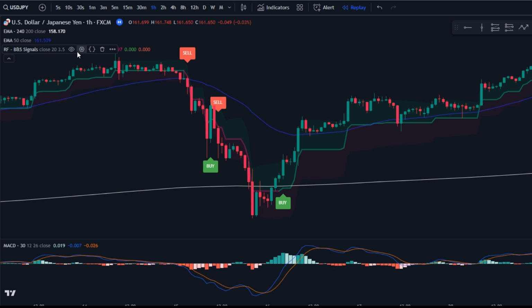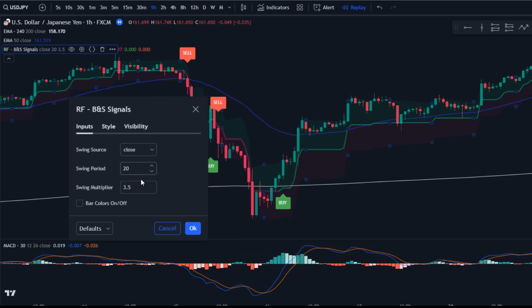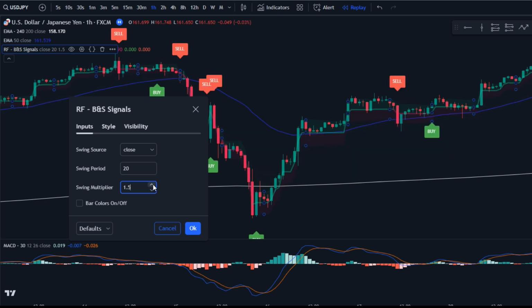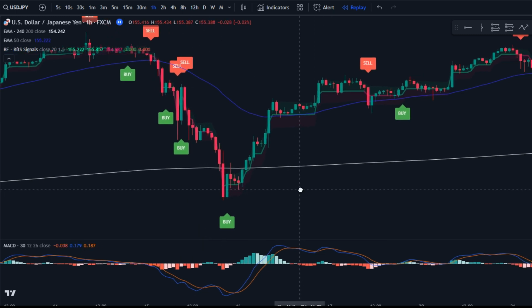Now the final setting is about our main indicator, or signal indicator. Go to its settings and change the swing multiplier to 1.5. There are multiple buy signals from the primary indicator, but not all of them are valid signals. What qualifies is as follows.